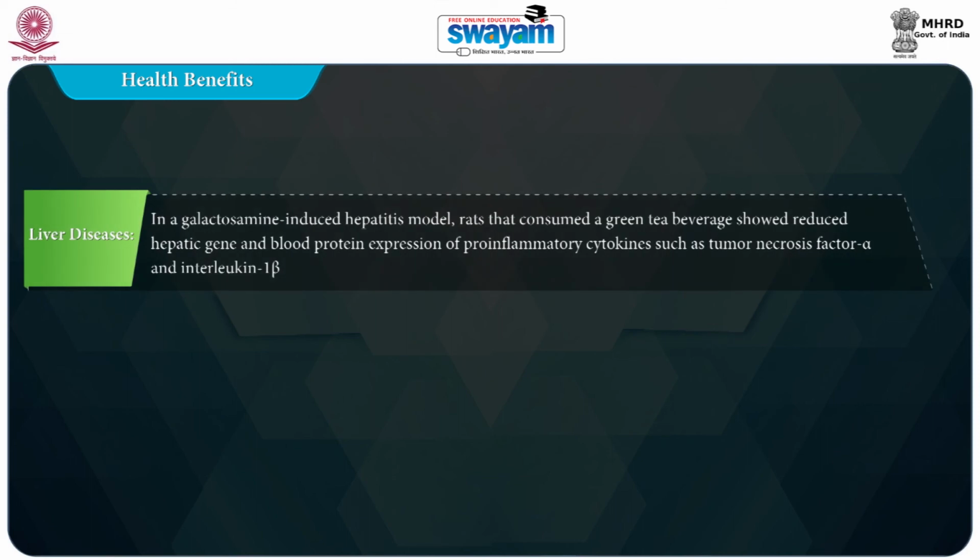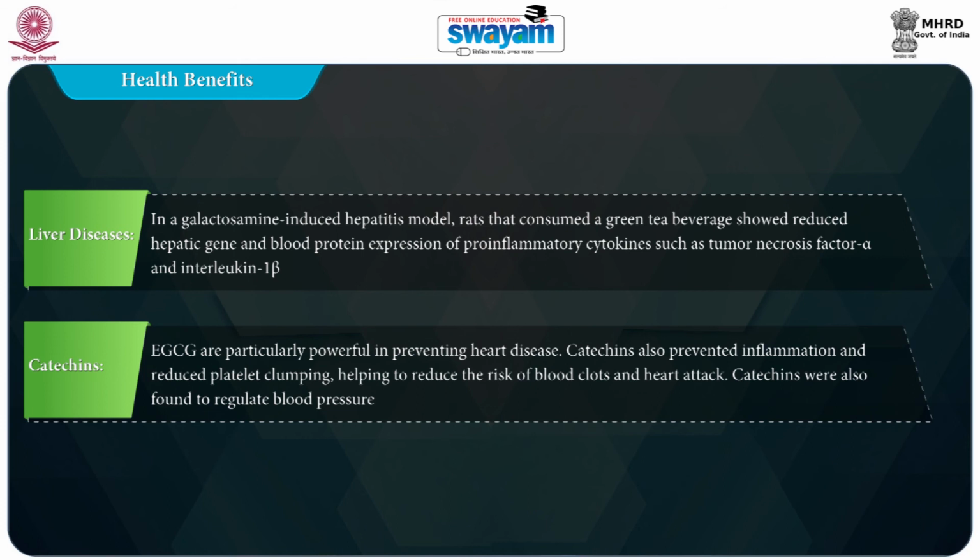Green tea and catechins have also shown their impact in liver disease. In galactosamine induced hepatitis models, the rats that consumed green tea beverage showed reduced hepatic gene and blood protein expression of pro-inflammatory cytokines such as tumor necrosis factor and interleukin. Catechins such as epigallocatechin gallate are particularly powerful in preventing heart disease. Catechin also prevents inflammation and reduces platelet clumping, helping to reduce the risk of blood clots and heart attack. Catechins were also found to regulate blood pressure.